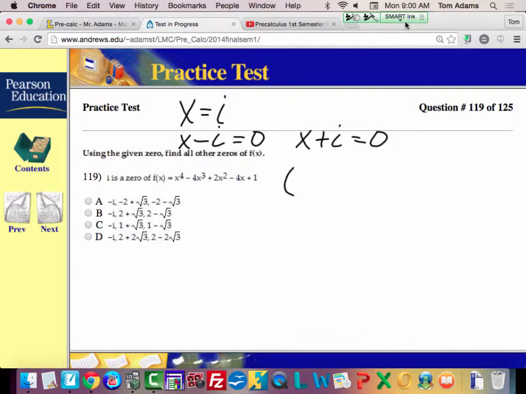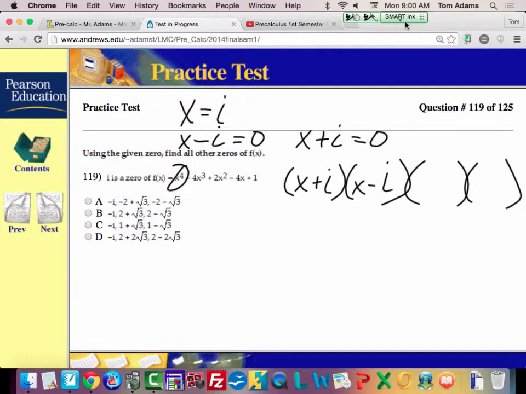So that means I have x plus i times x minus i times some real number times some real number, because it's a 4th degree polynomial. Are you guys with me so far? Now, because my leading coefficient is 1, that means that this term is x and this term is x. So what they want us to find are these, sort of. How do I go about doing that?